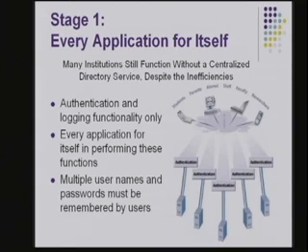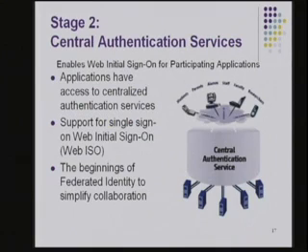But this was the initial stage, and although there are definitely many institutions which still have every application for itself identity system, it is heading towards something better. And what was tried was the second stage, which was the central authentication system. I would put the .NET Passport into somewhat this category, which has a central authentication system which enables single sign-on. A single sign-on is you sign on once in the system, and then you can be seamlessly authenticated in the different websites. Okay? This was the beginning of federated identity to simplify collaboration amongst different institutions.